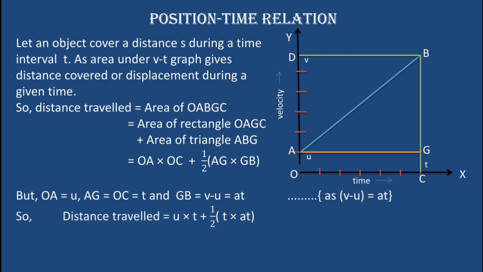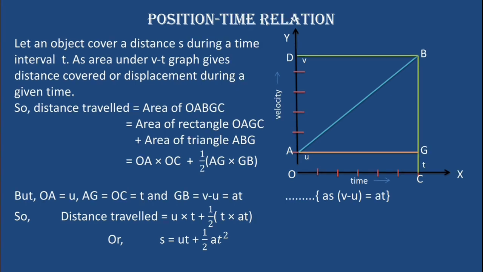Now, distance travelled is equal to, putting these values, OA into OC, that is U into T, plus half AG. AG's value is T into GB. GB value is AT. So after calculating, we get S is equal to UT plus half AT square. This is the required position time relation.